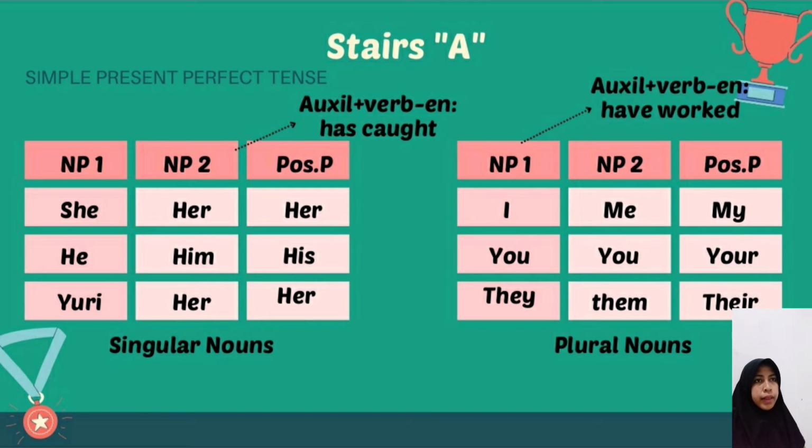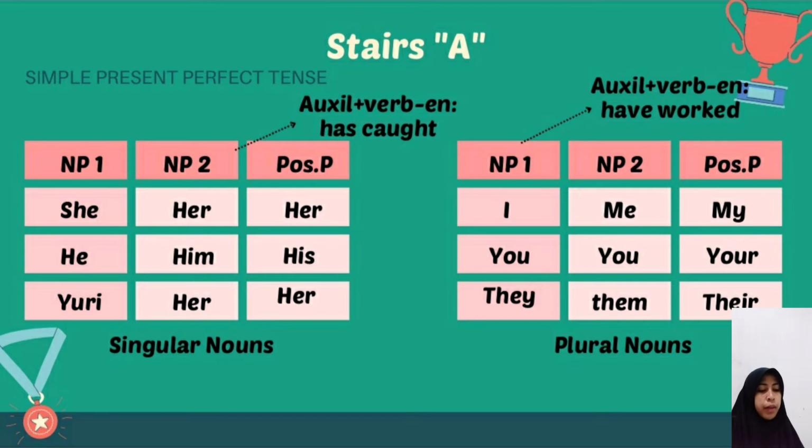Okay, the next material, simple present perfect tense. What is simple present perfect tense? Present perfect tense is a sentence pattern with a change in the form of the verb that is used to express a past action or event that is still continuing until now.